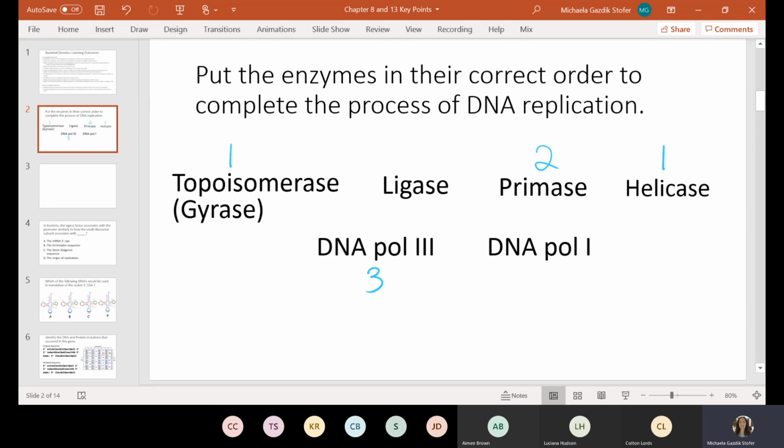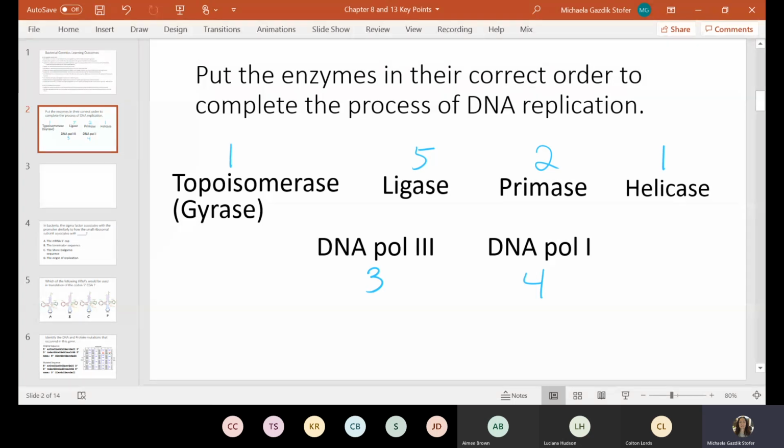After it's done its job and made all the strands that it can, the next enzyme is DNA polymerase I, which is going to remove those pieces of RNA and replace them with DNA. And then we're going to have your ligase come in and join your little Okazaki fragments together that were found on that lagging strand.